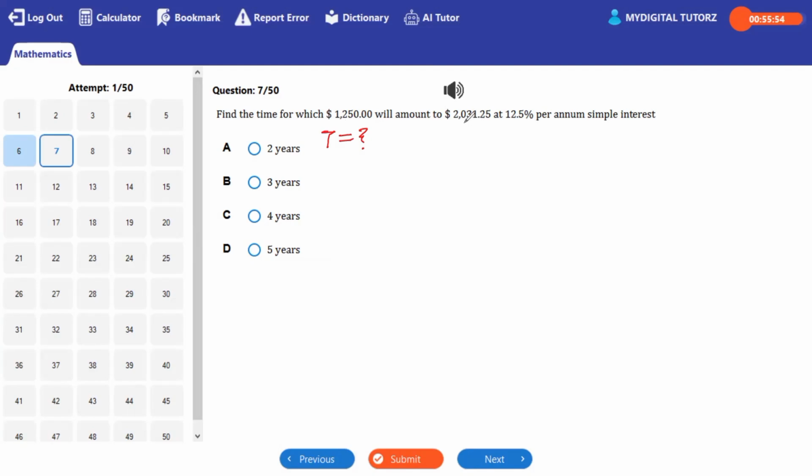So here, where is our principal? Where is the amount? Where is the rate? Remember, this is about simple interest. So here, our amount, A, is equal to $2,031.25. That is the amount. The actual money borrowed, which is the principal, P, is equal to $1,250. And the rate is equal to 12.5%.